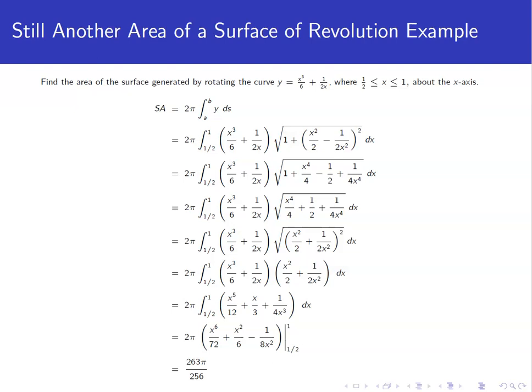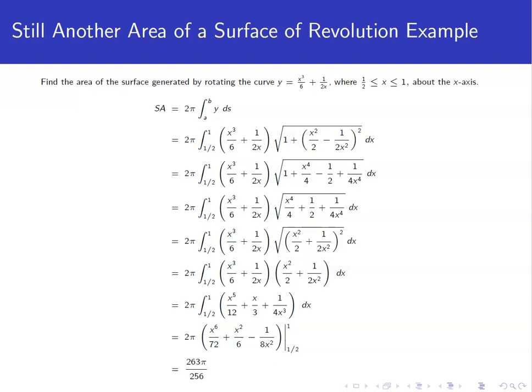In this video, we're going to do still another example of finding the surface area of a solid of revolution. So in this case, we are going to generate our surface by taking the curve y equals x cubed over 6 plus 1 over 2x on the interval from 1/2 to 1 for the x's about the x-axis.